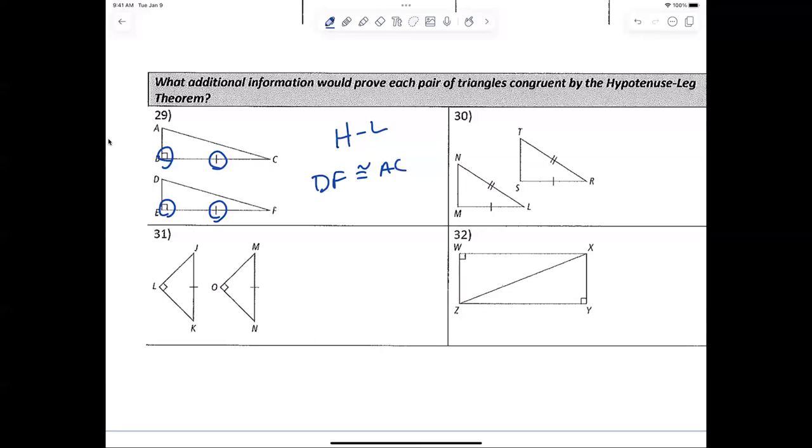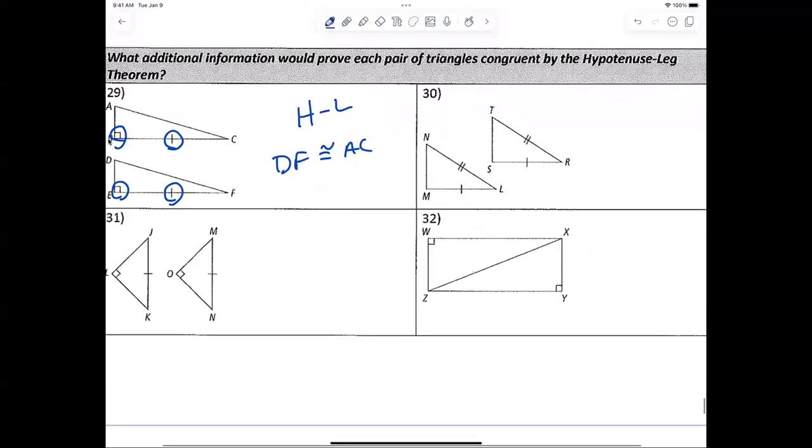All right. So 30, what do I need to say? Congruent. Angle what? Nope. What do we need to say? That they're right angles, right? Angle M is a right angle and angle S is a right angle. That's what you need to put for that. Angle M is a right angle and angle S is a right angle. Do we agree? Just because they're congruent doesn't make it a right angle.